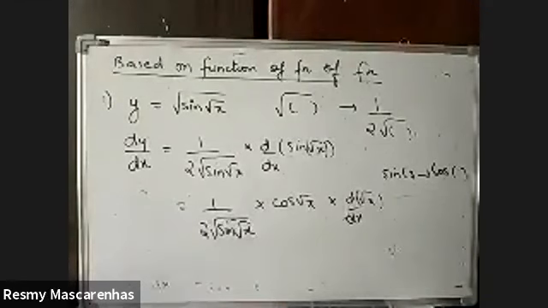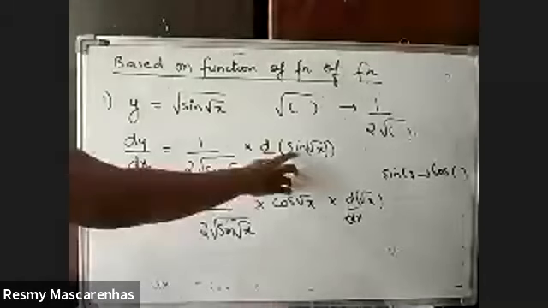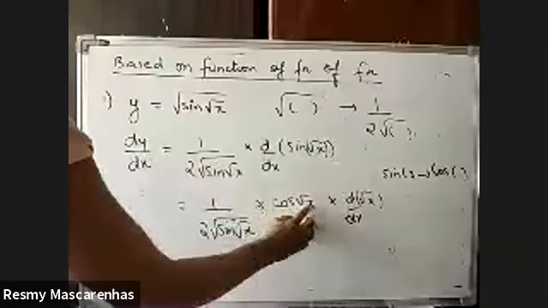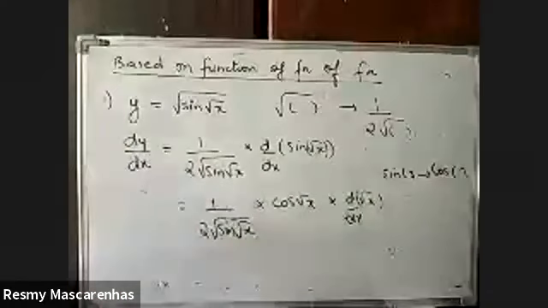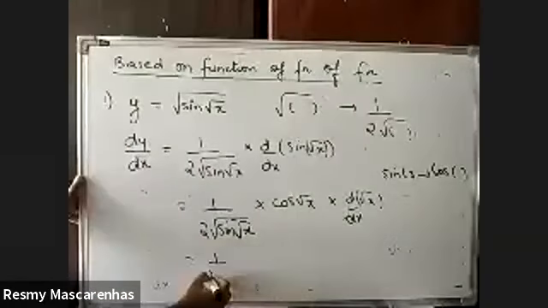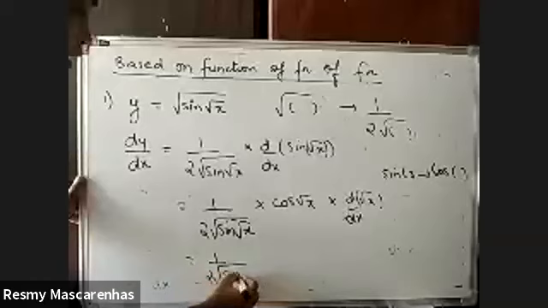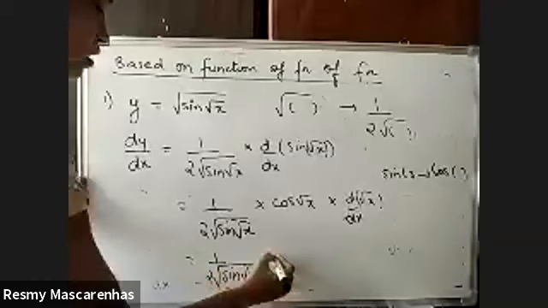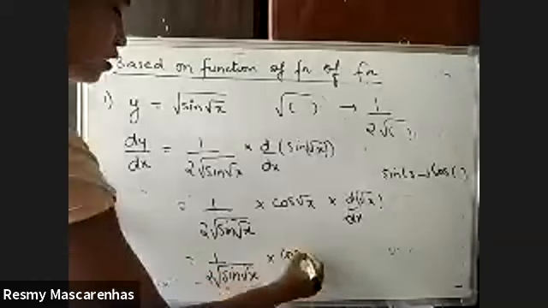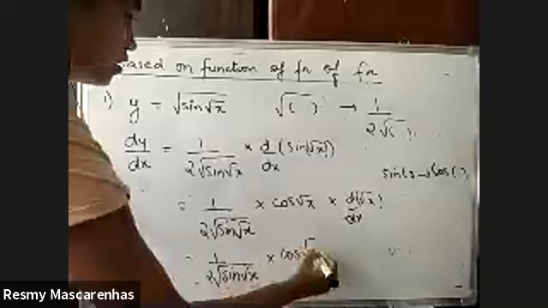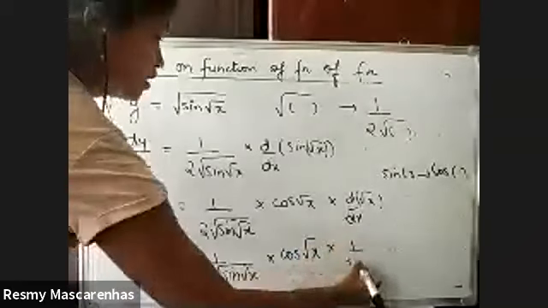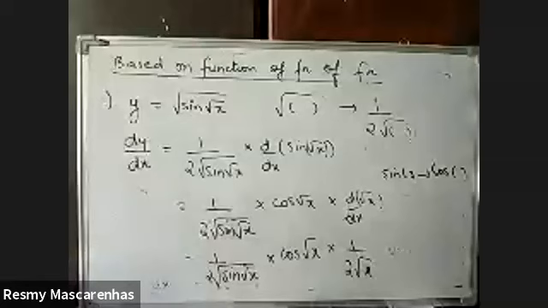Then, whatever is inside the sine, the derivative of sine is cos, and then the extra derivative of this. This will be the last step now. 1 upon 2 root sine root x. The derivative of root x is what? 1 upon 2 root x. So this is your answer.